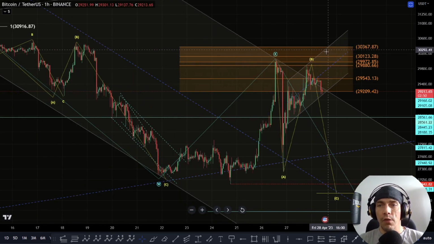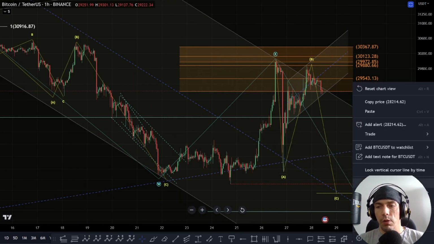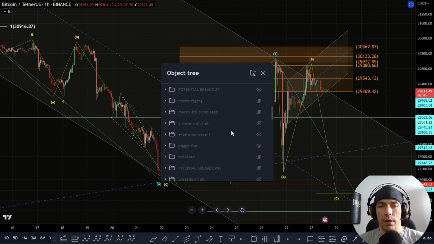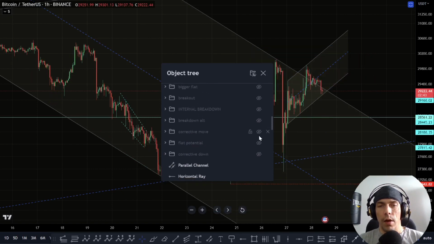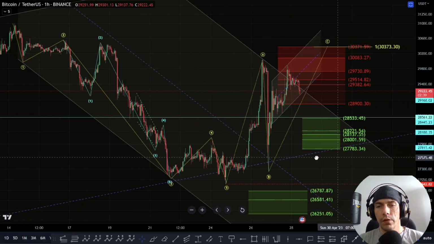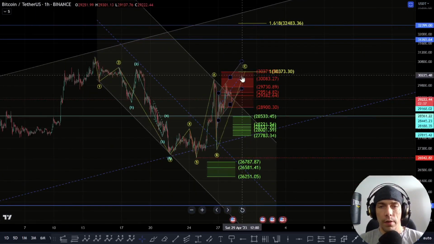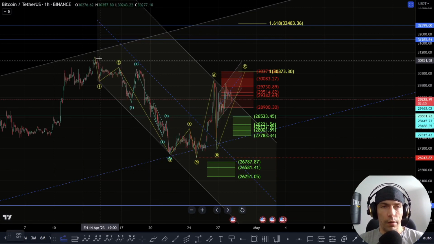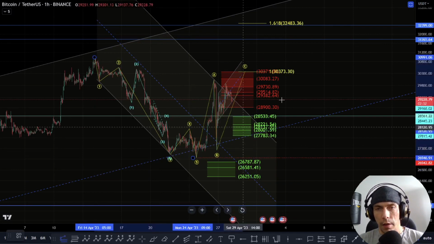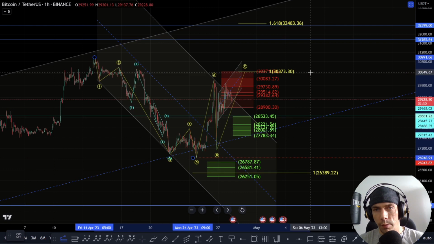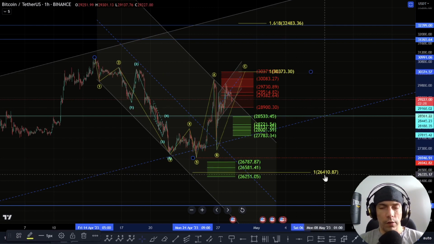30,367 area. If we face rejection off of there, basically what we'd be looking for then is that possibility of actually having a bigger move to the downside, where this is just a C wave here, and then we actually look to break down one more time, and that one-to-one target would actually bring us back down into this 26,410 area. So this is what we're looking out for.